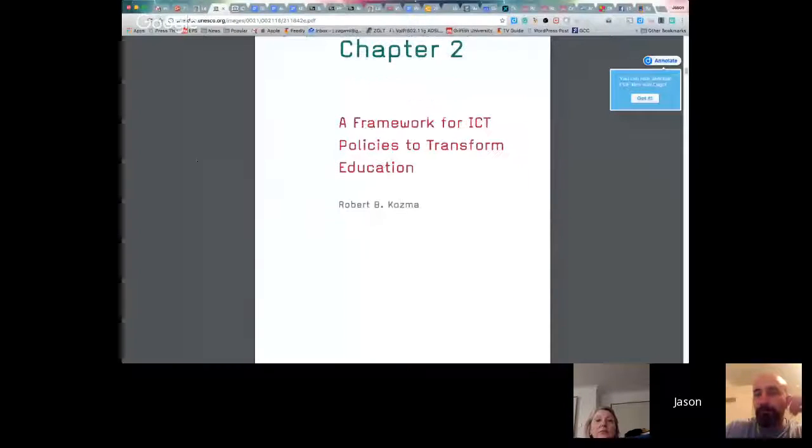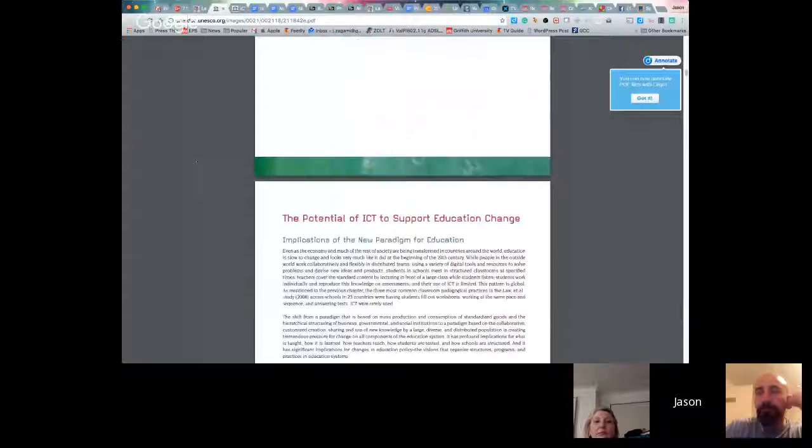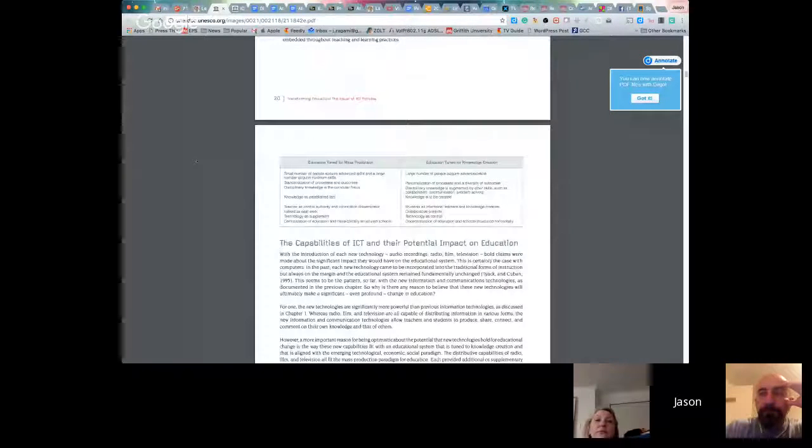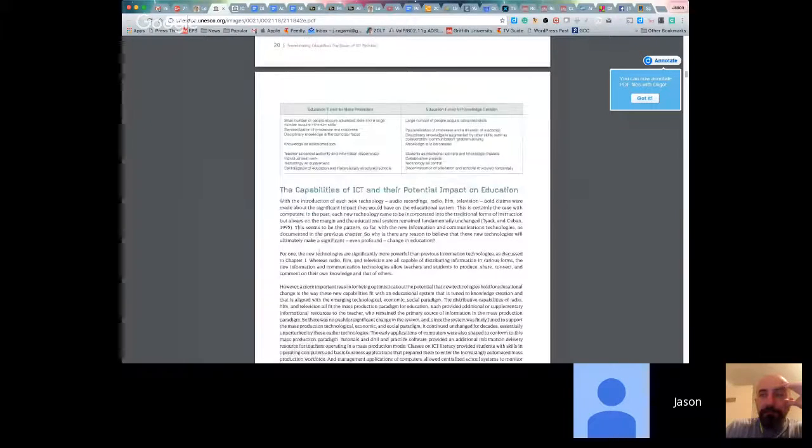Okay, so let's move on then to chapter 2. This is by a different author, or in fact, a set of authors, I believe. Oh no, this is by Cosma again. Okay, this goes through a number of summaries. So again, he's using his concept of mass production into knowledge creation as a paradigm shift.